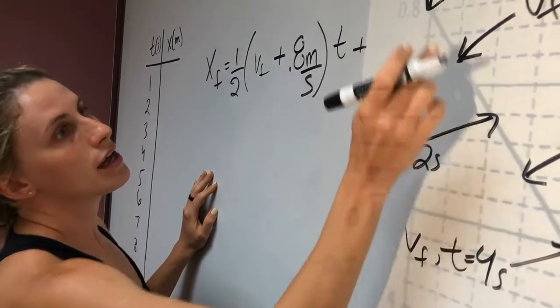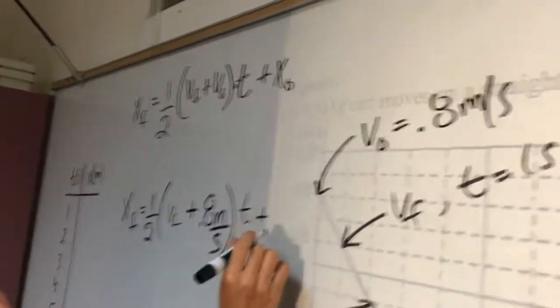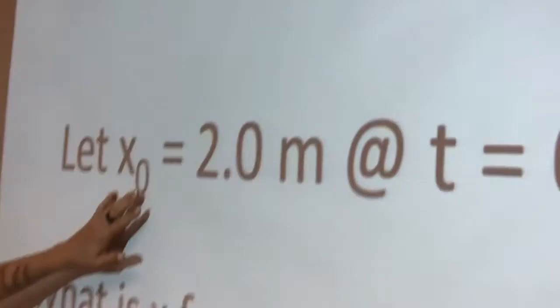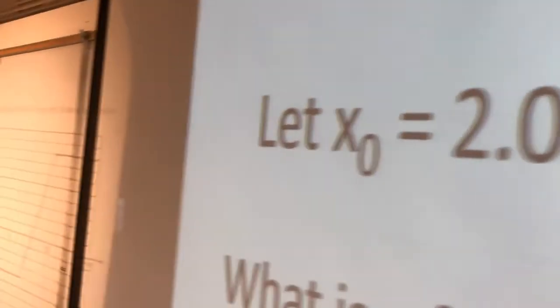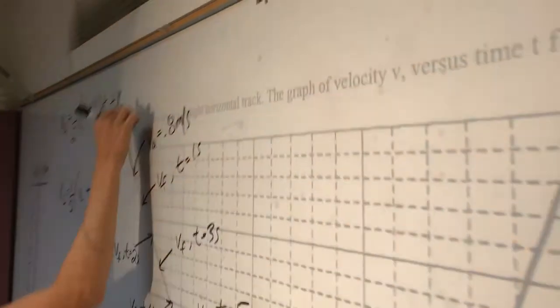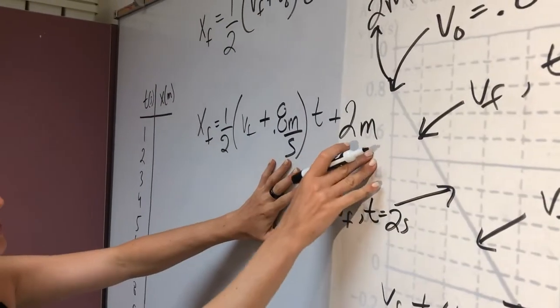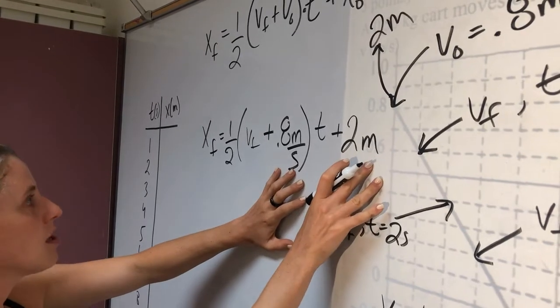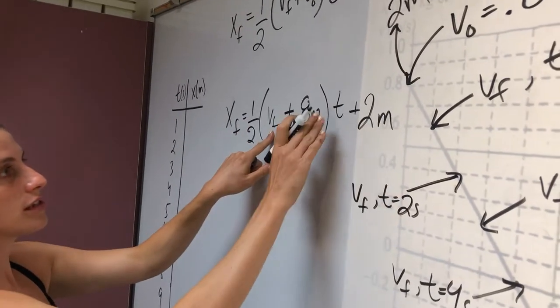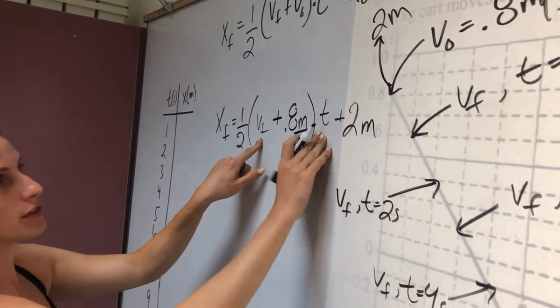And my initial position, if you look at the board again real quick, we said that our initial position is always going to be 2 meters. So we're starting right here, 2 meters. So it's always going to be plus 2 meters here. So this is the equation that we use the entire time. The only difference is our final velocity and our time are going to be different. We're going to plug in different things.